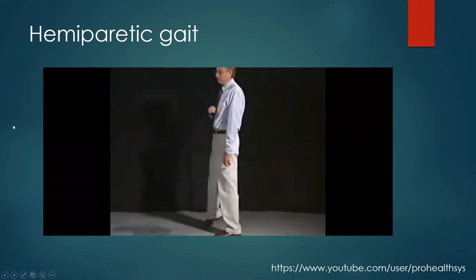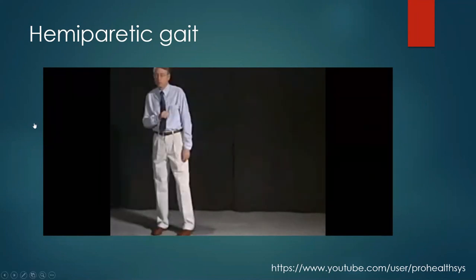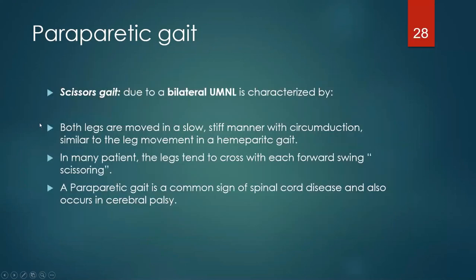You can actually hear the pattern of the gait as well, as we have circumduction for the paretic side. Again, now we will go to the paraparetic gait. We are calling it the scissoring gait due to the bilateral upper motor neuron lesion. Both legs are moved in a slow, stiff manner with circumduction, similar to the leg movement in the hemiparetic gait. In many patients, the legs tend to cross with each other for swing, warning, and scissoring.